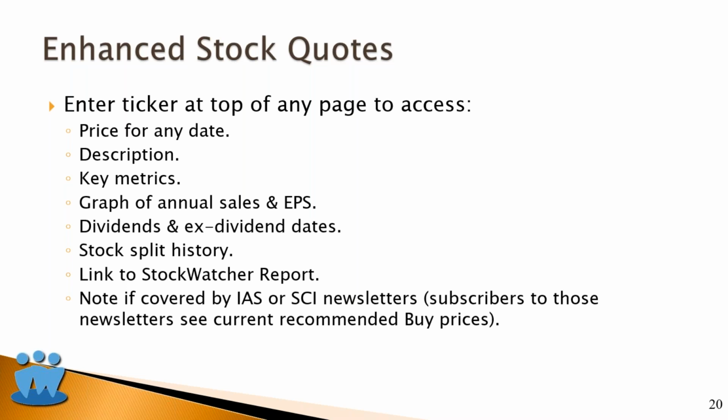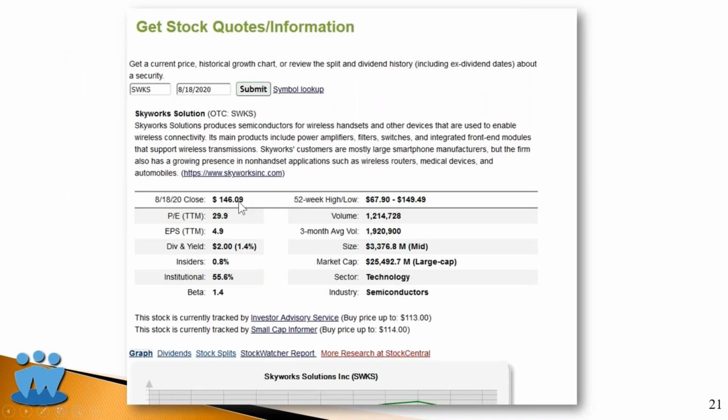And we also have a link to the Stock Watcher report, which again is a feature that club members can use to give them a basis for reporting to the club on a stock that the club has purchased. And we also note if a stock is covered by the Investor Advisory Service or Small Cap Informer newsletters. And if you are a subscriber to either of those newsletters, you will see the current recommended buy prices for those stocks on this page as well.